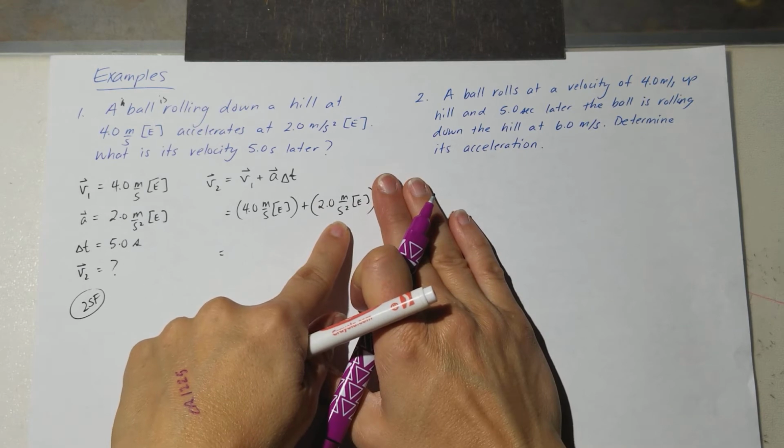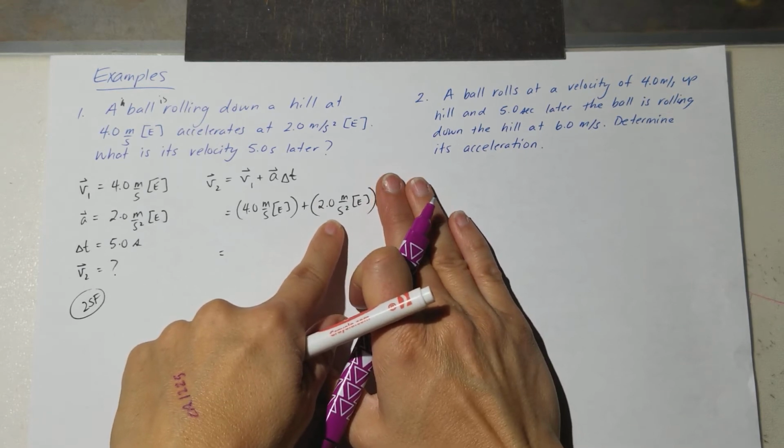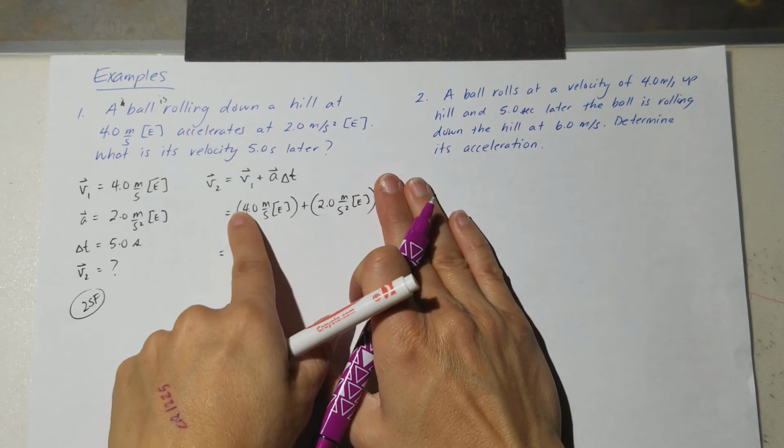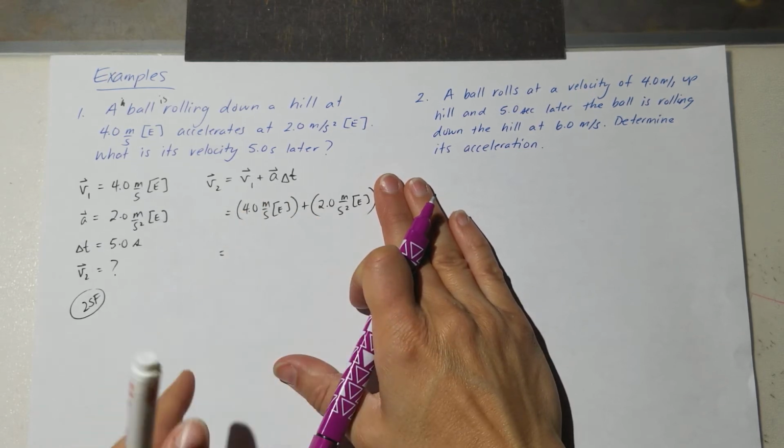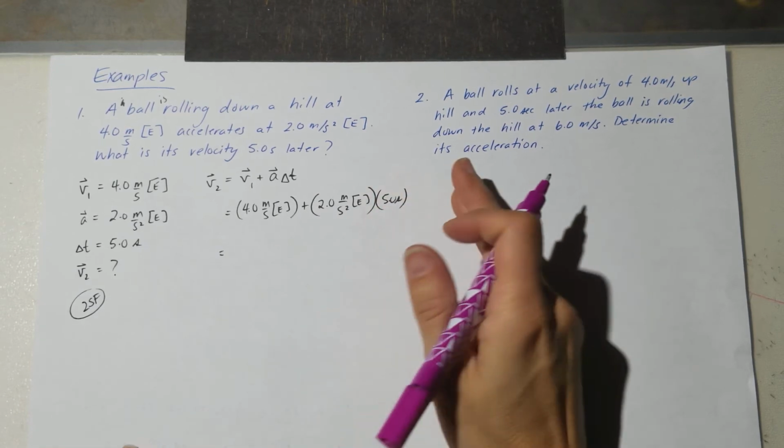That'd be like adding X and Y in math class, and you can't do that. All right, you can't simplify it. I can't say 4 plus 2 is 6. And then what would my units be? You can't. They're unlike terms.